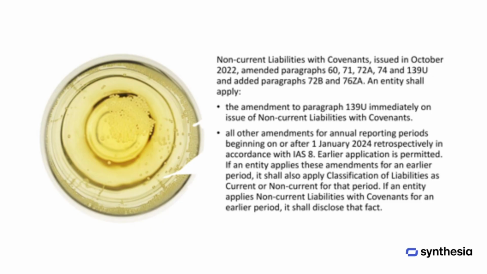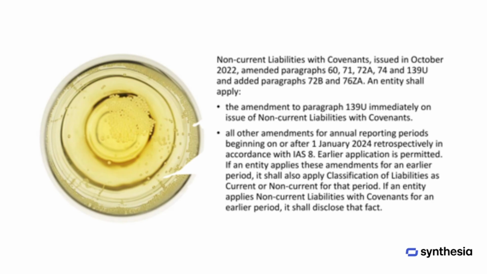The Non-current Liabilities with Covenants, issued in October 2022, amended paragraphs 60, 71, 72A, 74, and 139U, and added paragraphs 72B and 76ZA. An entity shall apply the amendment to paragraph 139U immediately upon the issue of Non-current Liabilities with Covenants. For all other amendments, an entity shall apply them for annual reporting periods beginning on or after the 1st of January 2024, retrospectively in accordance with IAS 8.